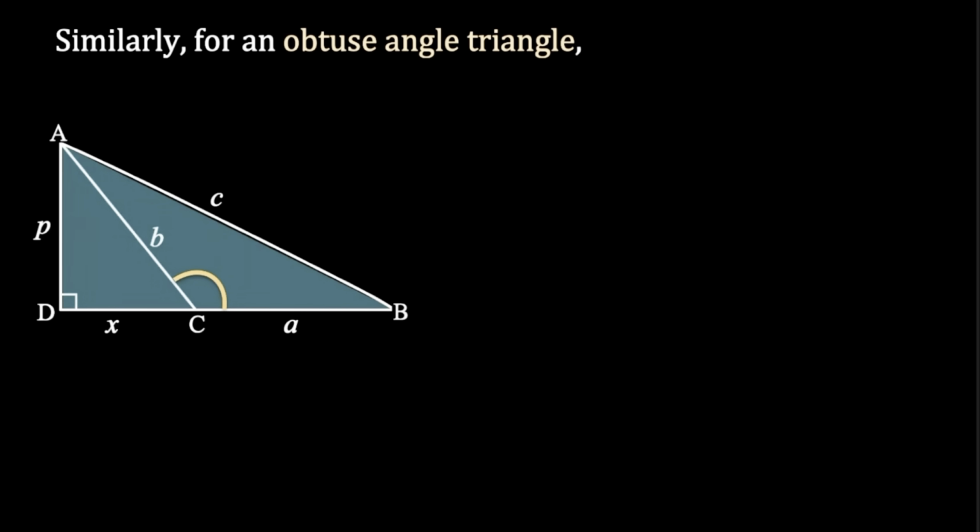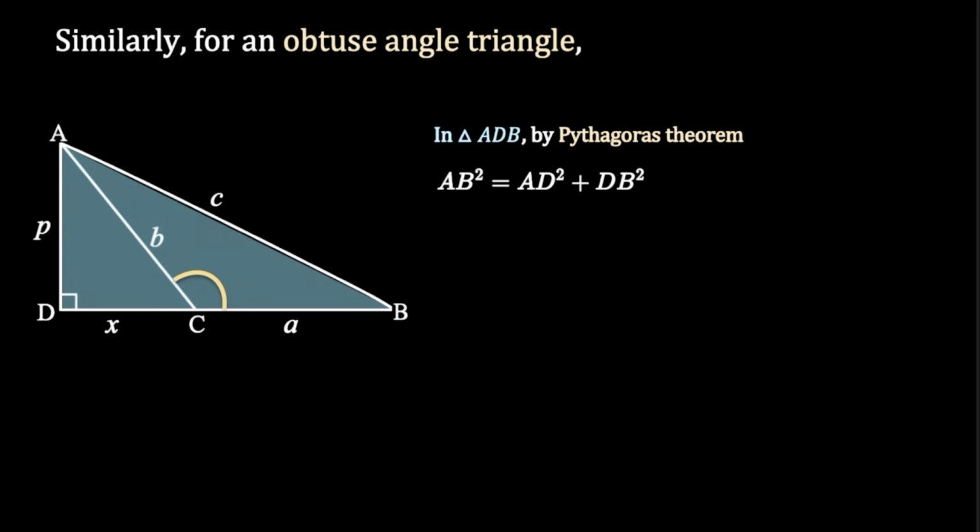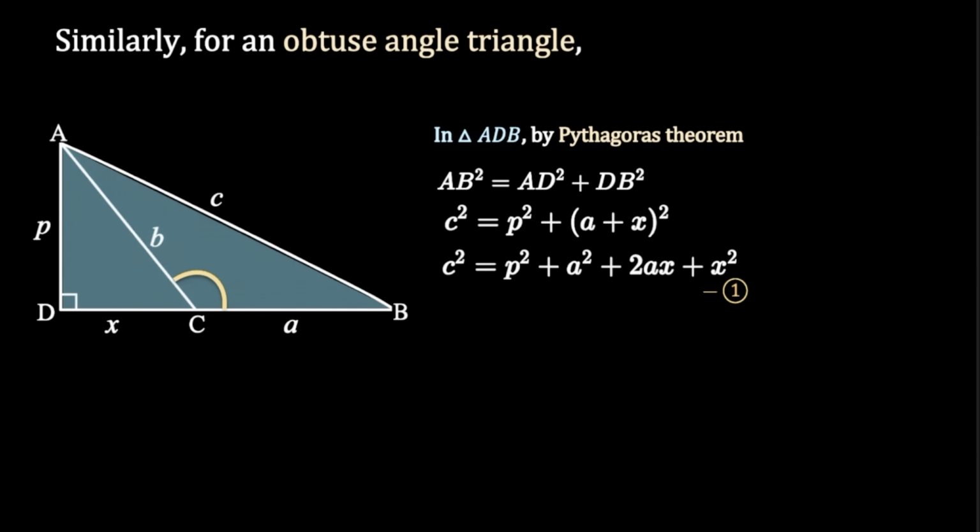Now focus on triangle ADB. This is a right triangle. We can use Pythagoras theorem. We can say that AB square equals AD square plus DB square. Let's substitute the values. We get C square equals P square plus (A plus X) whole square. Now expand the square, we get this, right? Now call it equation 1.